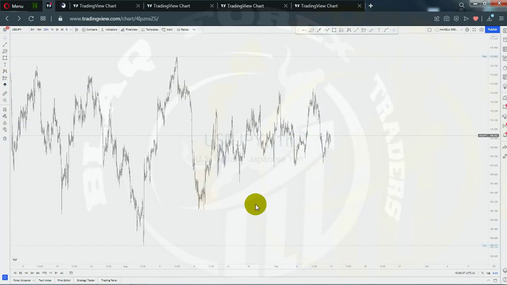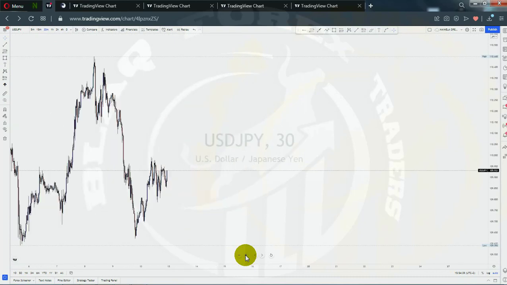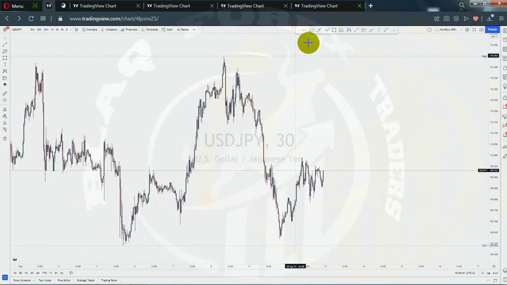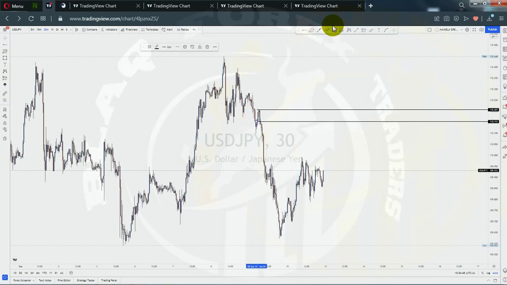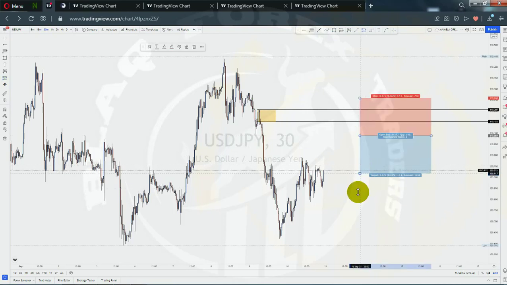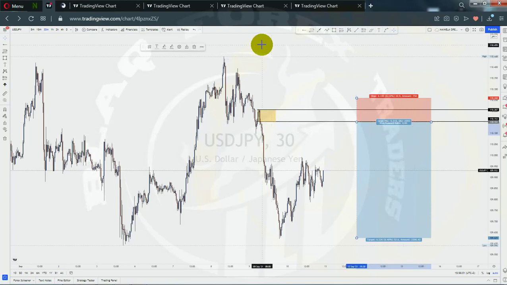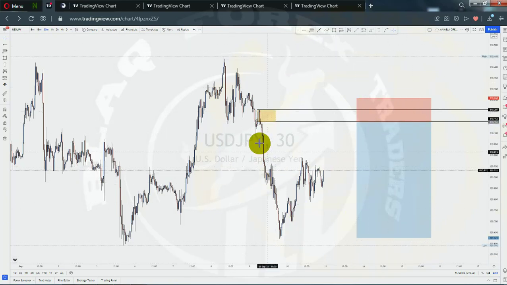Then for me, on a smaller time frame, intraday trade, this will be my supply level here. This will be my supply level. Sorry about that. So I'll be looking for a sell here. I'll be looking for a sell like this. This will be the setup for me on USD JPY for next week.